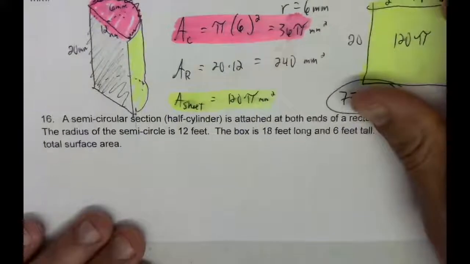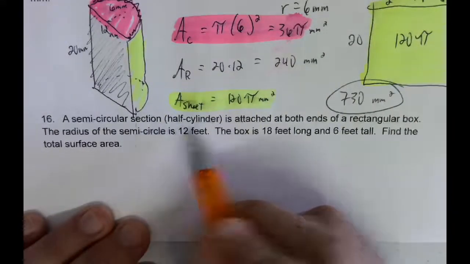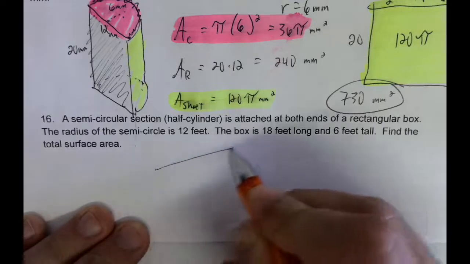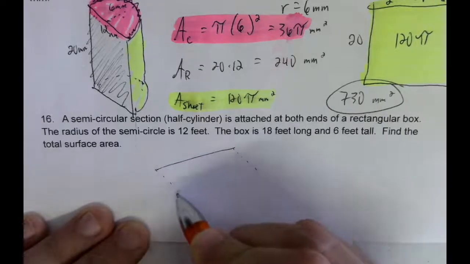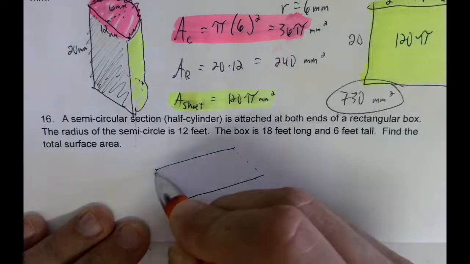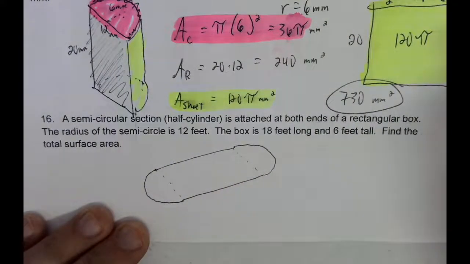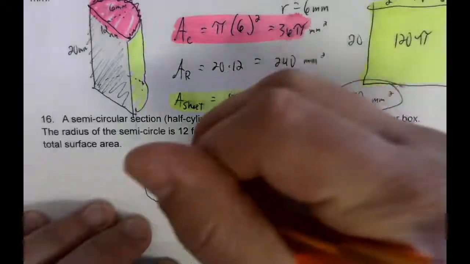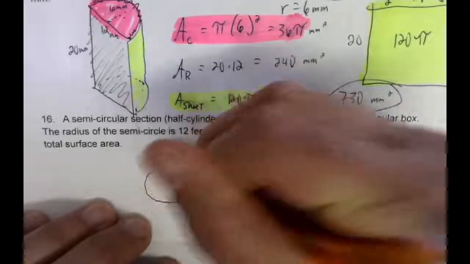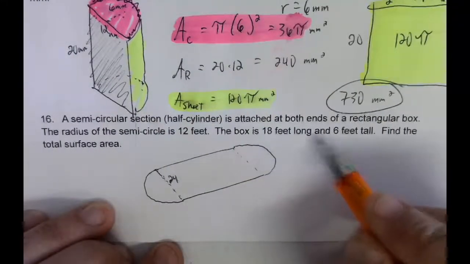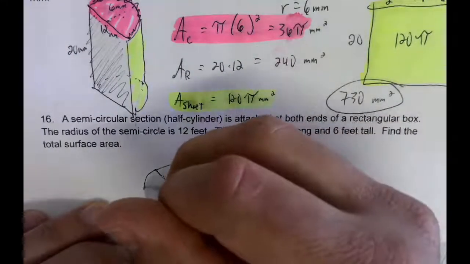A semicircular section, half cylinder, is attached at both ends of a rectangular box. Okay, so let's draw this. Semicircular section. Both ends of a rectangular box. The radius of the semicircle is 12 feet. So that means this is the diameter. That's going to be 24. The box is 18 feet long and 6 feet tall. Oh, okay.